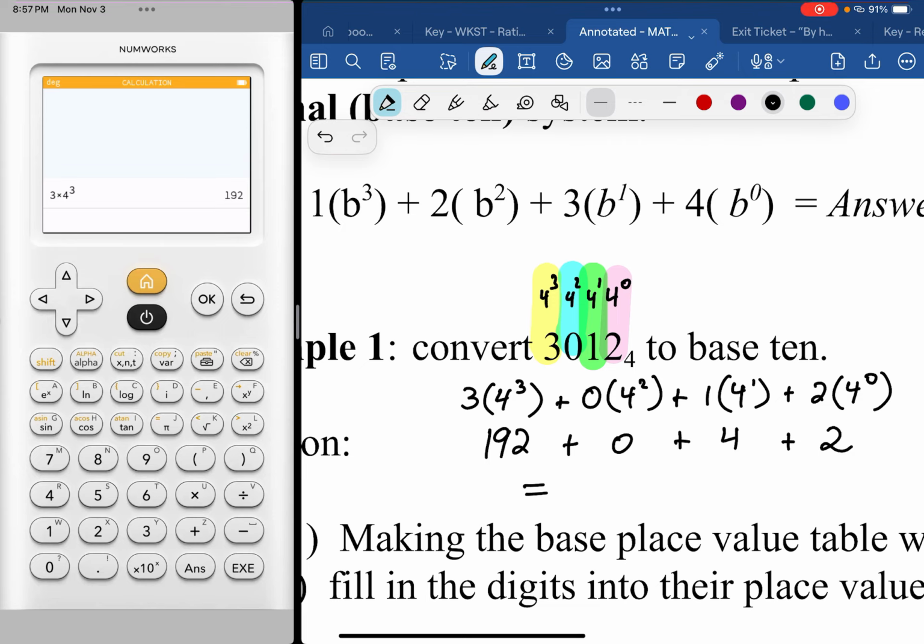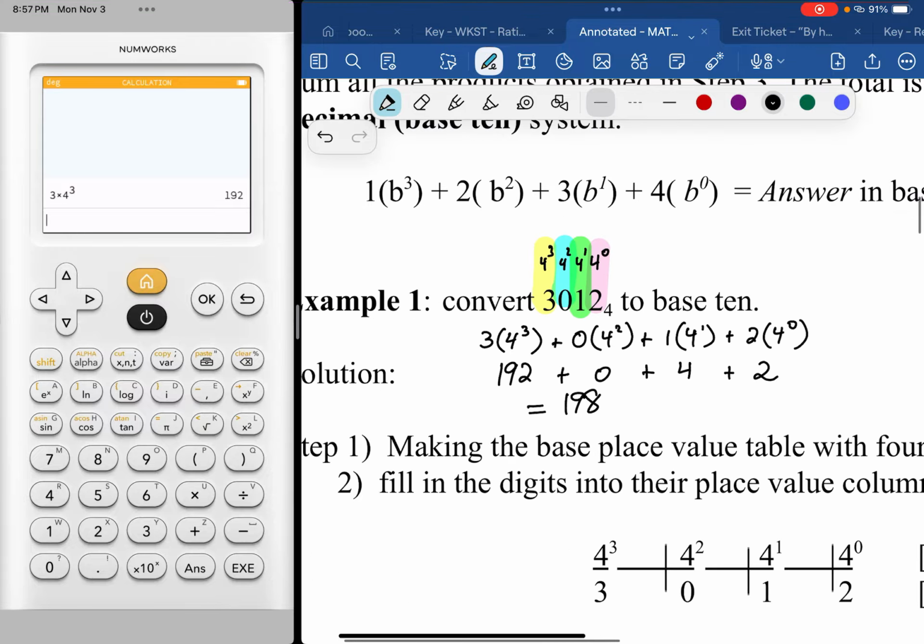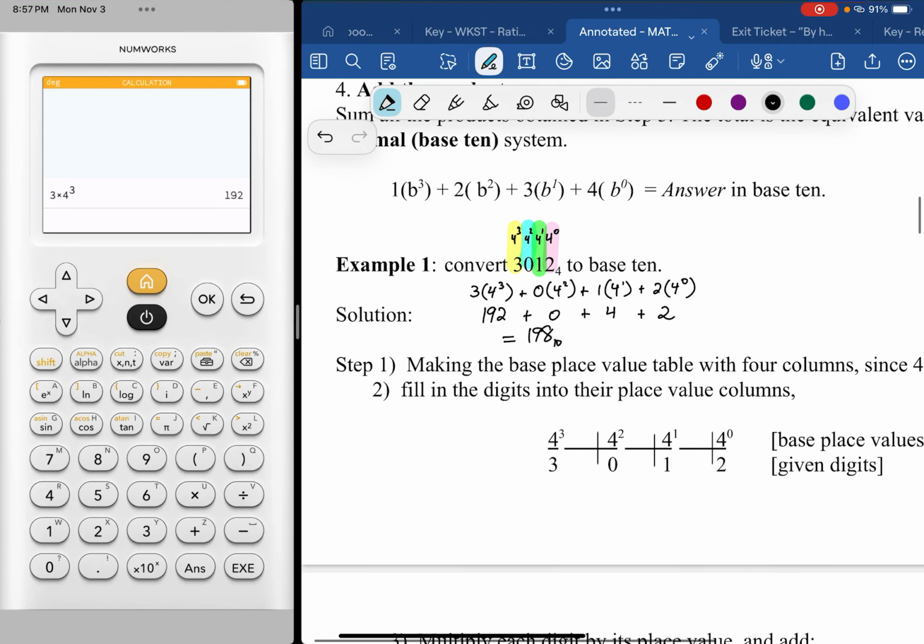Which, when you add it all together, is 198. Now that's going to be 198 in base 10. All right. Now, since we do have a need for this, like 3012, like I said before, I'm not going to say 3012 because that's how we would say it in base 10. That was base 4. Now it's in base 10. I'll put a little subscript of 10 there.